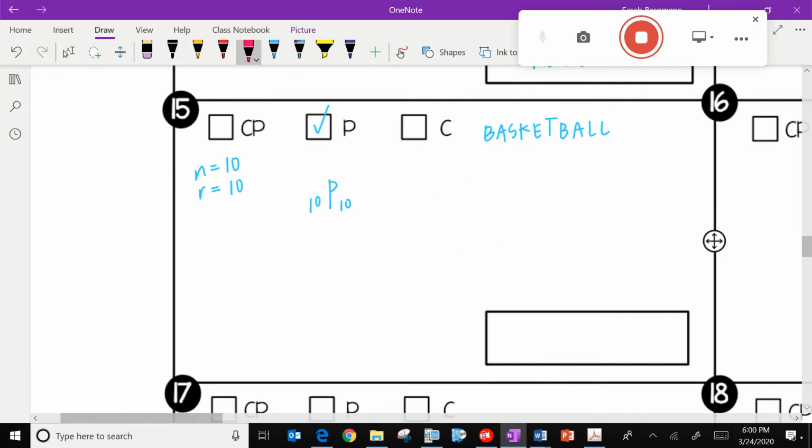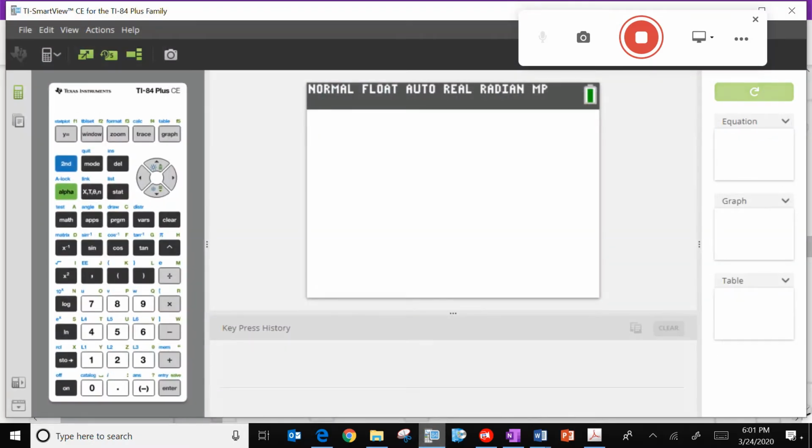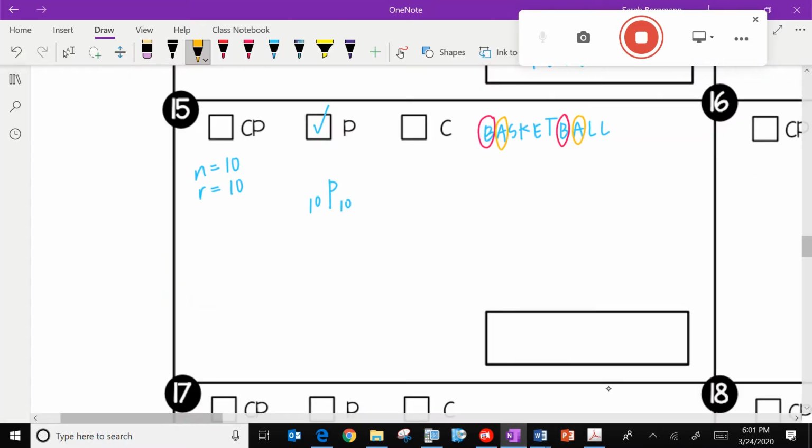However, notice that if we switch the spots of these 2 B's, or these 2 A's, or the 2 L's on the end, anytime we switch those letters, it's going to come up with the same arrangement. Let's say we switch those 2 B's, it's still going to be the same arrangement of letters. So what we need to do here is divide out the repeats.